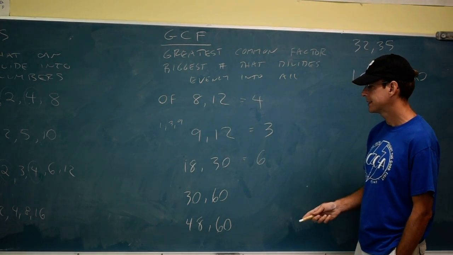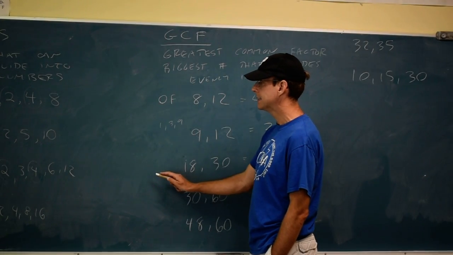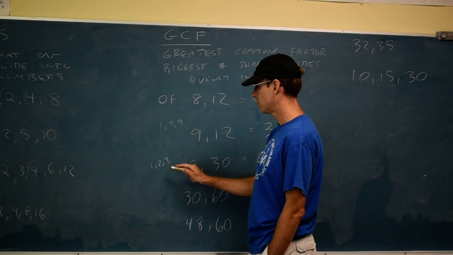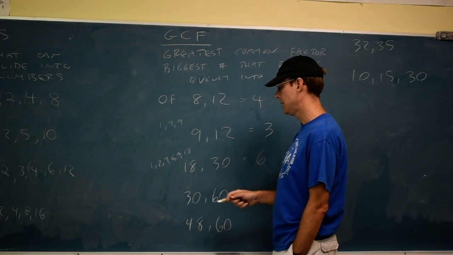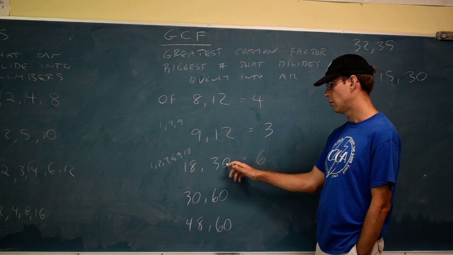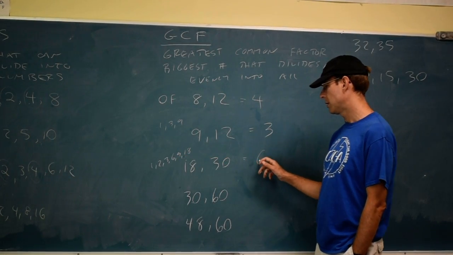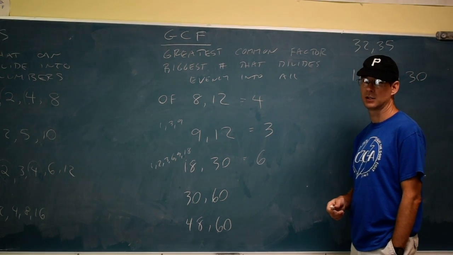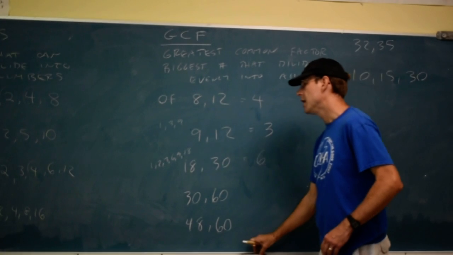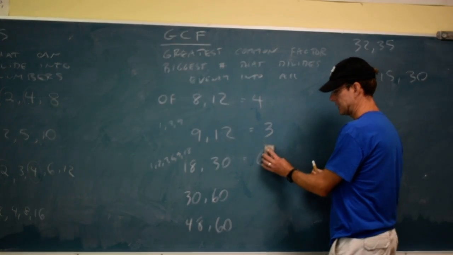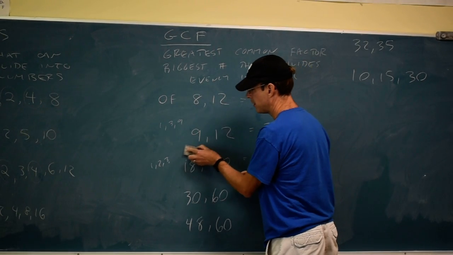For this, I'd go with 6. If I wanted to make a factor list for 18, that's 1, 2, 3, 6, 9, 18. 18 won't go into 30. 9 won't go into 30. 6 does go into 30, so 6 is the greatest common factor. It's the biggest number that goes into both. If you just had 3 a second ago, here's a way you could check the 3 and know that it was wrong.